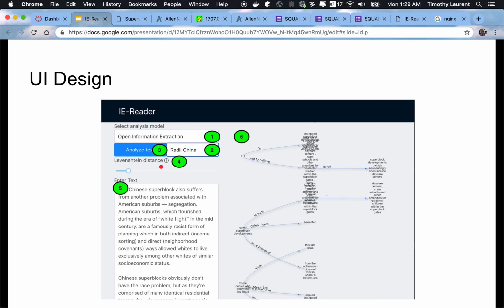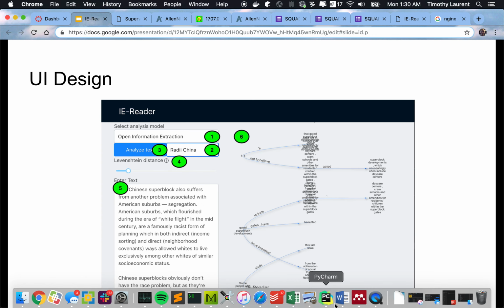And then here is an area to customize the parameters of the model. So this is a Levenshtein distance slider widget, and you can change that to change the metric that the node merger is using to merge the nodes, and this can lead to more compact graphs. For some data sets, although some data sets it doesn't seem to matter.